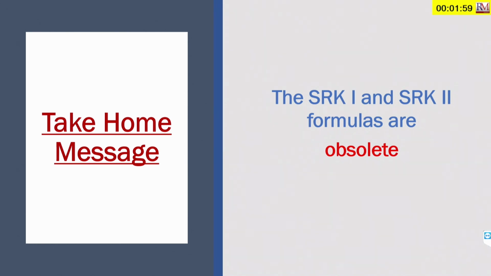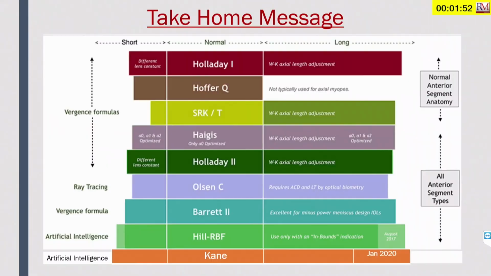So the take-home message, please: SRK 1 and SRK 2 of the first and second generation are obsolete. Don't use them. And now, if in your practice you don't have any formulas except the third generation, the Holladay 1, Hoffer Q, and the SRK/T, go for Hoffer Q in short eyes and the Holladay 1 in average eyes. For SRK/T, go for high axial length, more than 26. But please add the Wang-Koch axial length adjustment.